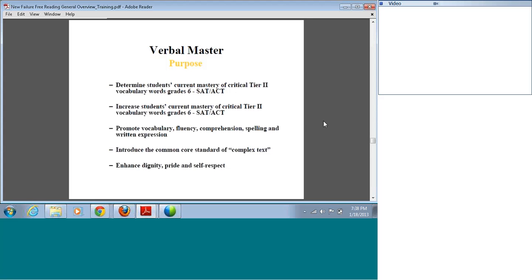If you've got some older middle school students who are cognitively sharp, but due to lack of exposure, they're just behind in vocabulary. If you've got some older middle school and some high school students that are very sharp and have a tremendous ability to read on grade level, they just haven't been exposed to the material using the right approach and using the right resources, Verbal Master is going to be a great program for those students.